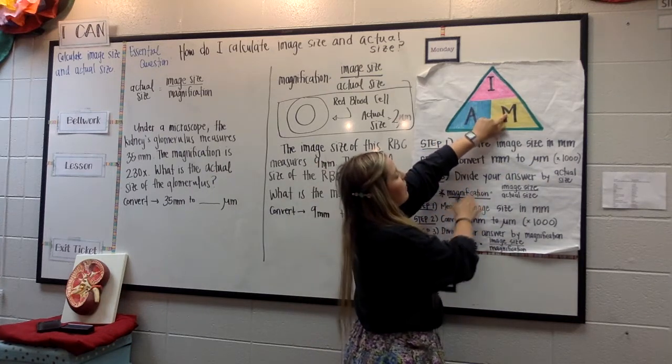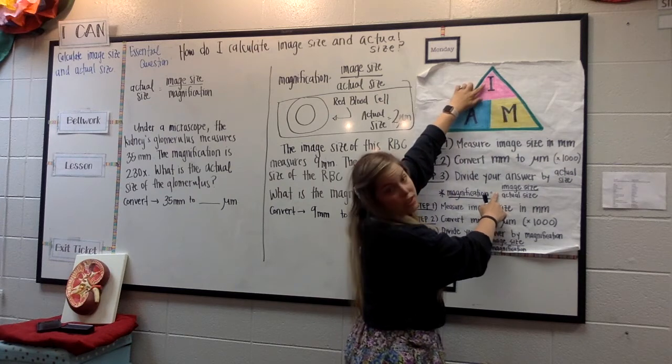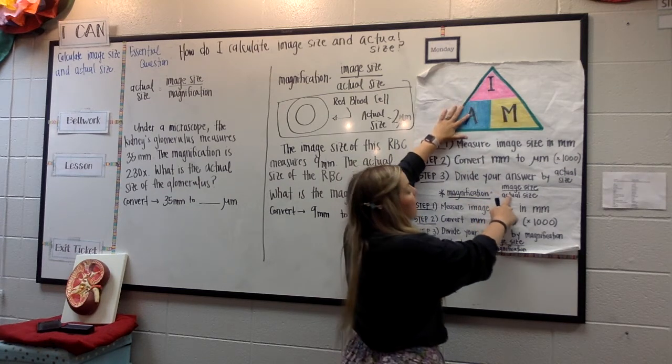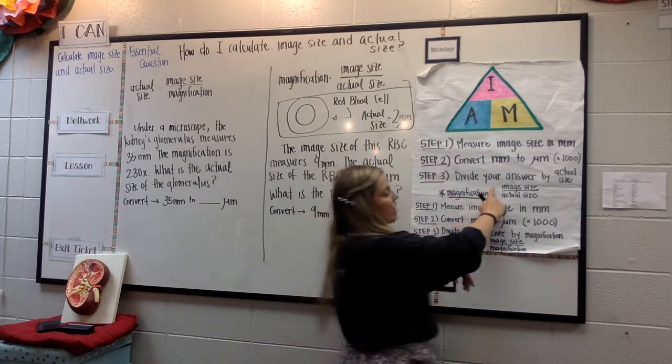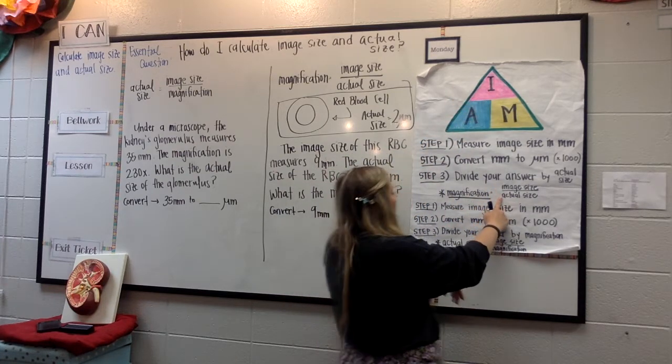So if we're looking for magnification, that means we're going to solve for image size divided by actual size. So M equals I over A. Magnification equals image size over actual size.